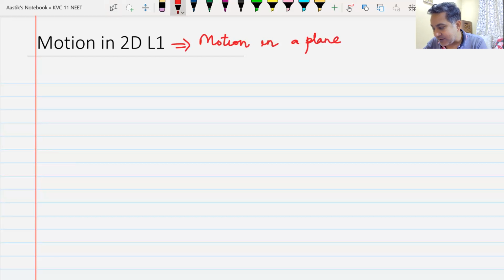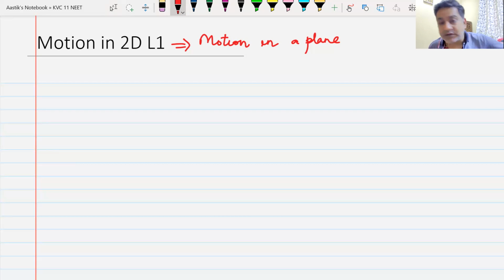Plane means not aeroplane. Plane means a two-dimensional surface. A two-dimensional surface is what you are writing on in your books. Your notebook is a two-dimensional object. Your table is a two-dimensional object. You are writing on it. So basically, a motion that takes place in two dimensions, where only two of x, y or z change, is known as motion in two dimension.